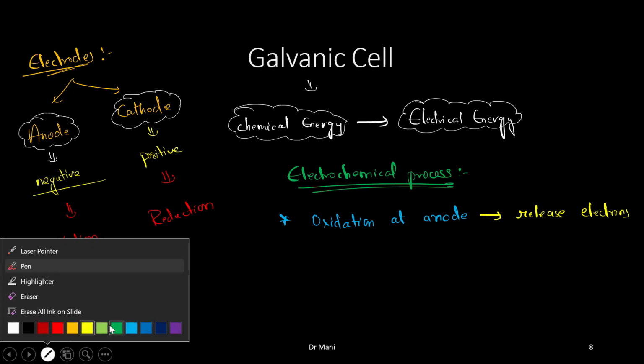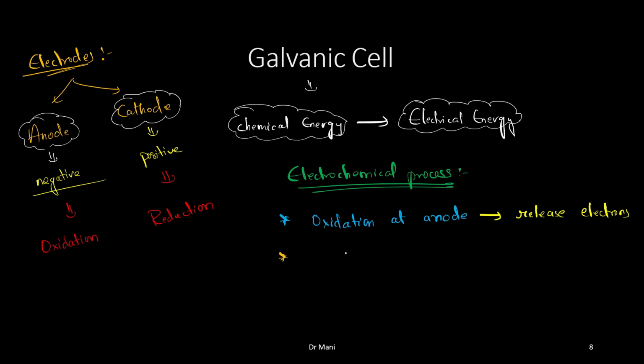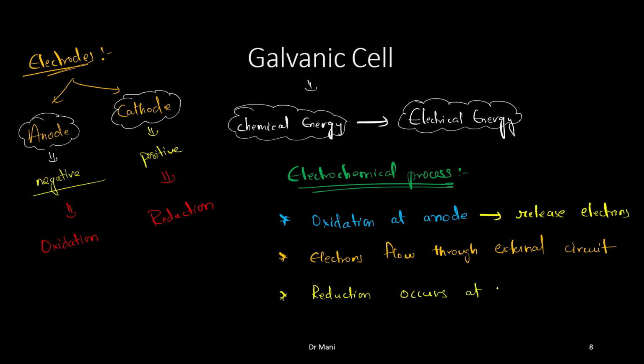Once that happens, the second thing is that whatever electrons are released will flow through the external circuit. So electrons flow through the external circuit. I'll show you the cell, just now understand the concept. The third thing is that they will reach the cathode. Once they reach the cathode, the reduction occurs. So reduction occurs at the cathode.